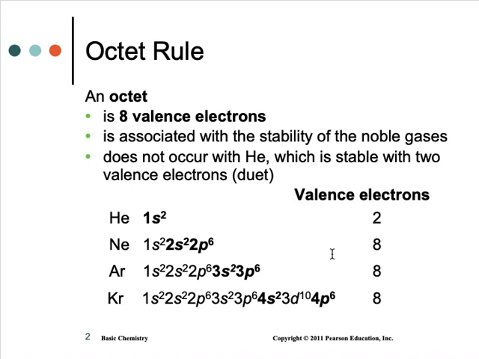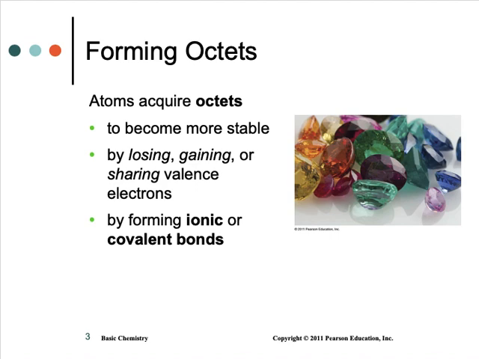So for instance, neon, 2s2, 2p6, argon, 3s2, 3p6, krypton, 4s2, 4p6. Okay? Now remember, these d's are not counted. These are internal because this is from the third shell. Only these last, the s's and the p's, are considered octets. So atoms acquire octets. See, the only thing that is an octet is something that's naturally in group 8.